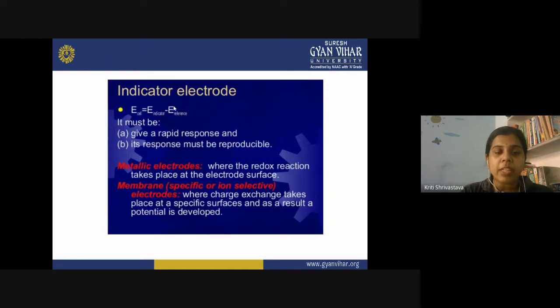So when you are measuring the cell potential, E cell, it will be equal to the potential at your indicator electrode minus the potential of your reference electrode.